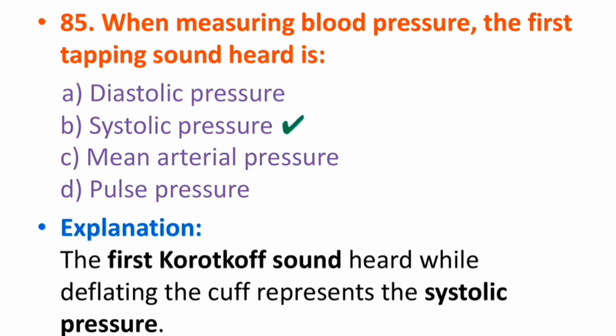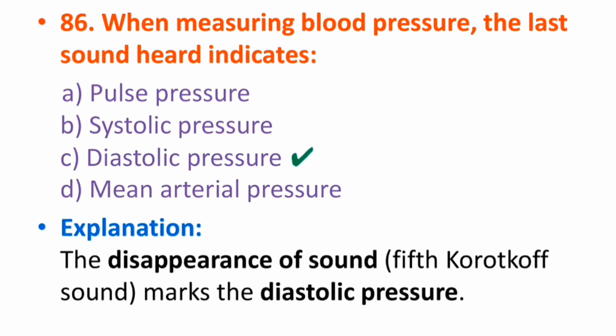When measuring blood pressure, the first tapping sound heard is option A, diastolic. Option B, systolic pressure. Option C, mean arterial pressure. Option D, pulse pressure. The correct answer is option B, systolic pressure. The first Korotkoff sound heard while deflating the cuff represents the systolic pressure.